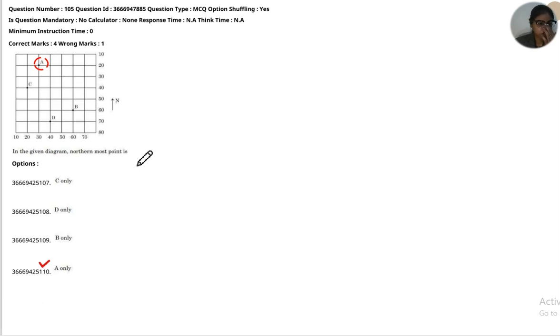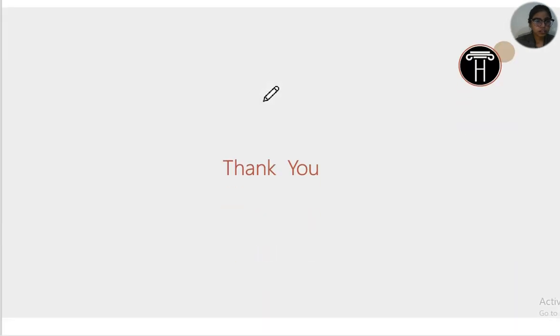Next, in the given diagram, what you have to do is find the northernmost point. So you have 4 points A, C, B and D, and you have to pick out the northernmost point. So the northernmost point is obviously option A, which is in the northmost direction, because above it there is nothing. So the correct answer is option A. So here we are ending our session. Thank you.